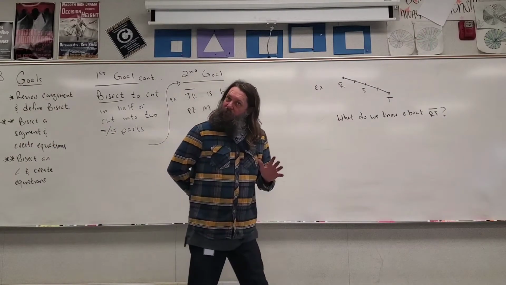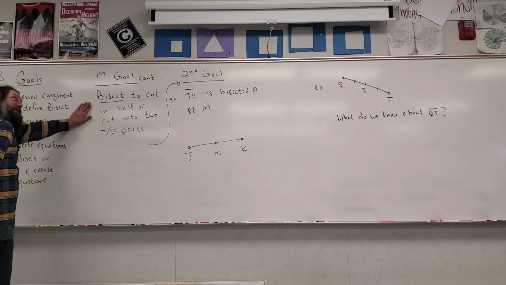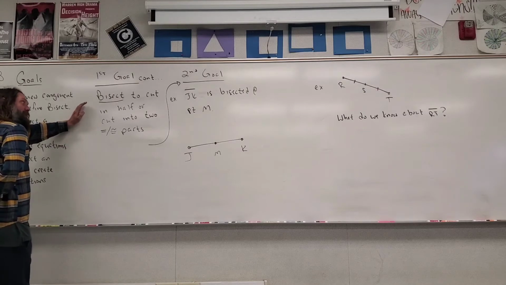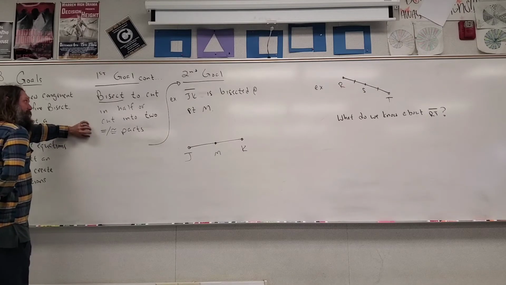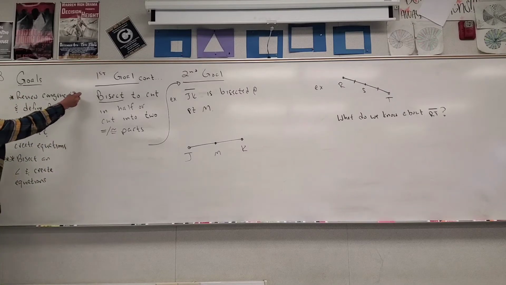I'm back. So let's go ahead and continue with our first goal. Real short, just define bisect. Bisect is to cut in half, or it's to cut into 2 equal or congruent parts. So I'm going to check off our first goal. All right, our second goal is to bisect a segment and create equations.